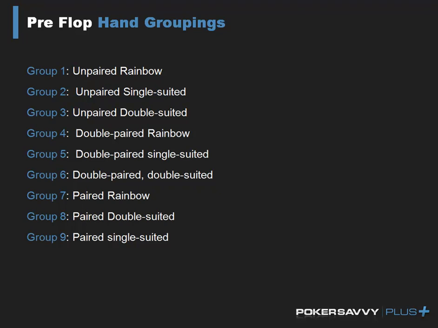So unpaired rainbow hands, right off the bat, thinking about our suitedness, connectedness, high card strength, they're not suited, clearly. They don't have that much high card strength in general, because the real power hands in that direction are hands that can flop top set, second set, big pocket pair hands.